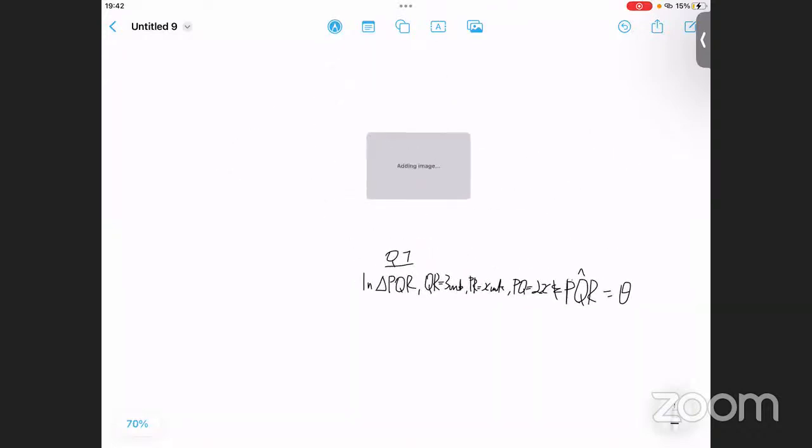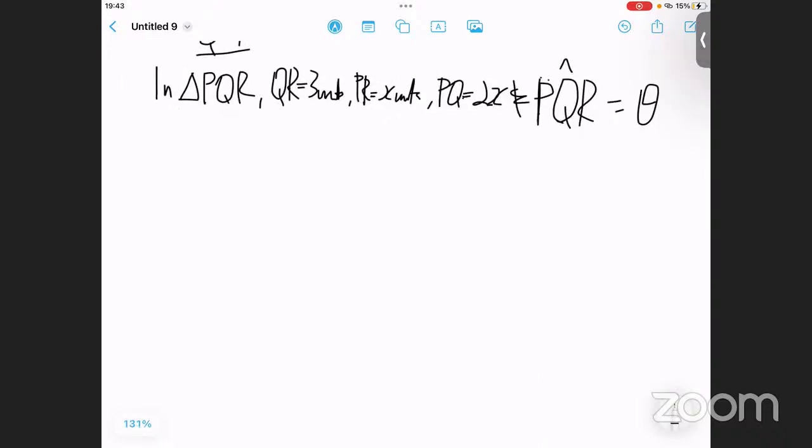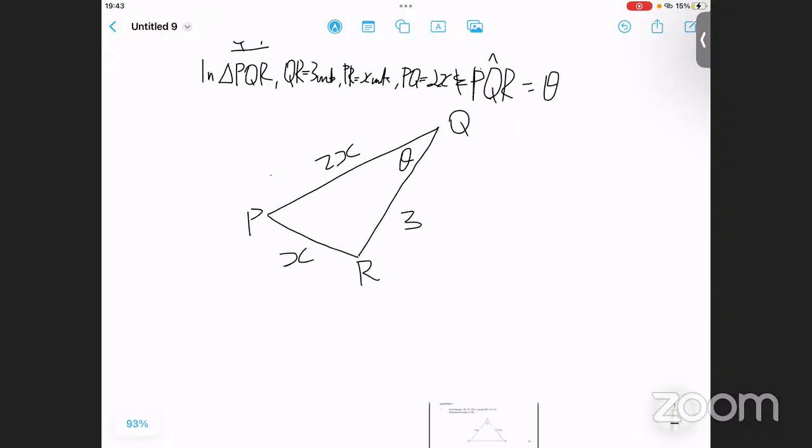Let me check this image. Okay, still not yet in. Then it's fine. And then I will draw that triangle, maybe let me start it there, then do it that way. Then I will have P there. I will have R there. I will have Q there. And then I will have 2x there. I will have that x there. I will have 3 there. And then that theta is there.